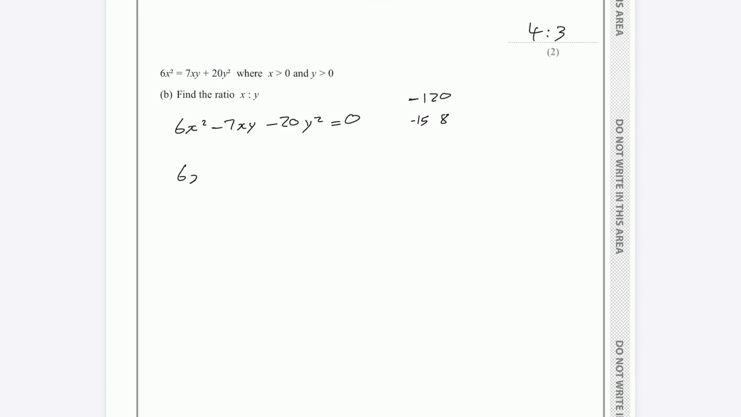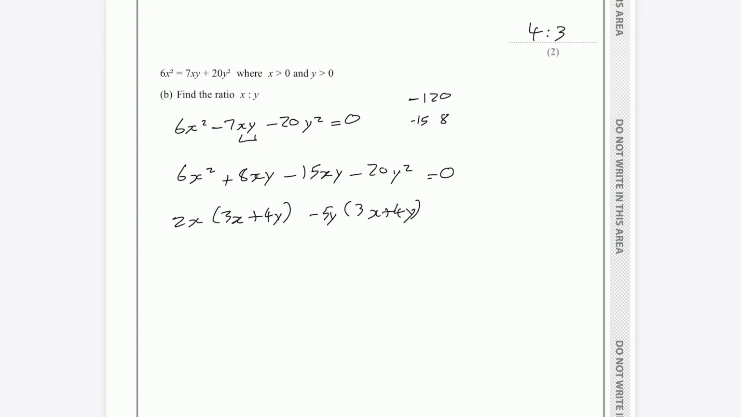So we then can write 6x squared plus 8xy, because this has an xy here, minus 15xy minus 20y squared. So I've just written that down here. And then we can start factorizing. So in this one, we can take out a 2x, which then becomes 3x plus 4y. And we're going to write the same thing here, 3x plus 4y. And we can factor out a minus 5y. And then we can write 2x minus 5y, just like you'd solve a normal quadratic there.